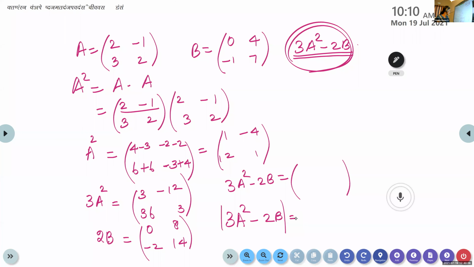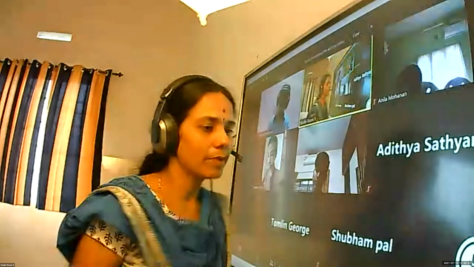3A square minus 2B, Karthik, what is the answer? It is the matrix 3, negative 20, 38, minus 11. So when you expand it, minus 33, minus of minus will become plus 20 into 38, isn't it? Negative 33 plus 20 into 38. So the answer is 727. Check your answer. Okay, children, we end this session now.